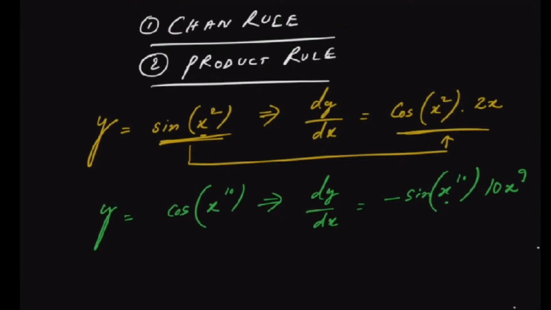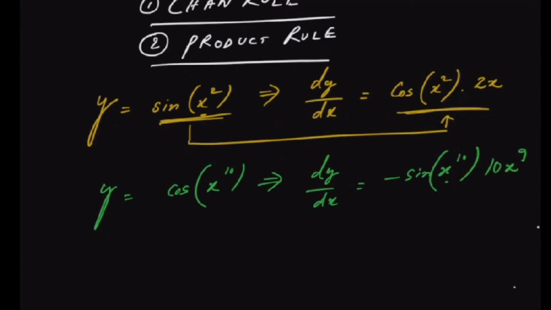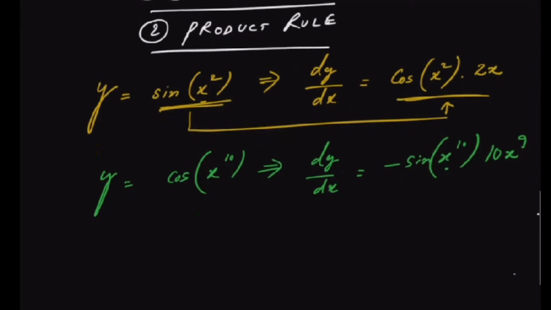So what is the derivative of y equals cos x power 10? It is minus of sine x power 10 times 10x power 9. This was your chain rule. And what was the product rule? Second, let's go to product rule.